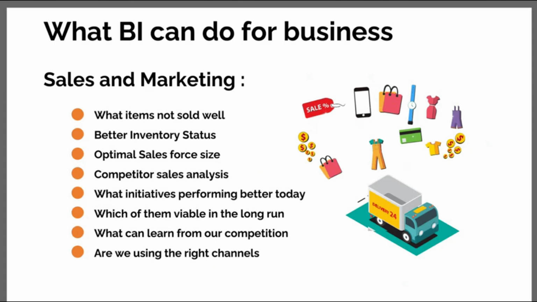What answers can we get in terms of sales and marketing? What items will be sold or not sold, which items should be added and which items should be discontinued, based on the real immediate feedback we get from our BI reports. Better inventory management, better inventory status, or optimizing the sales force size is going to be another critical resource. Or I can reduce them and still keep my sales up. So it's about using as few resources as possible while keeping sales as high as possible. In competitor analysis, a company may see that other companies or competitors are trying to gain market share. So you can keep a tab on that and try to improve your own company's sales.